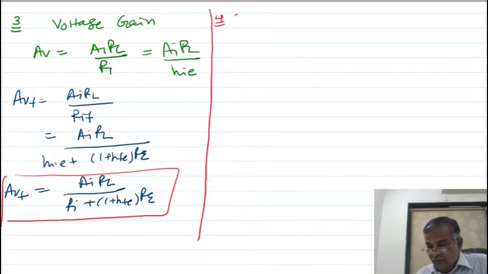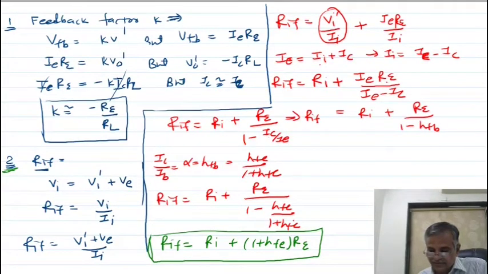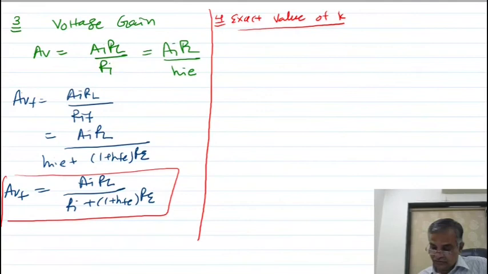Now, fourth, exact value of K. Exact value of feedback factor K. Let us derive. So in the previous one, we did not derive the exact value. See, look here, what we did in the previous one. We have taken this as approximate. We have taken collector current equal to emitter current. Approximation we have taken. Actually, collector current is not equal to emitter current, slightly different. So this is approximate. So, sir, I want to find the exact value of K. You can find the exact value of K by this equation.